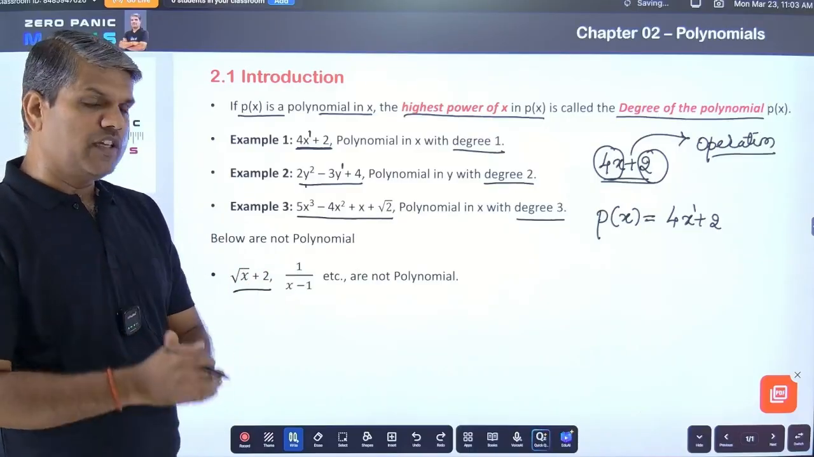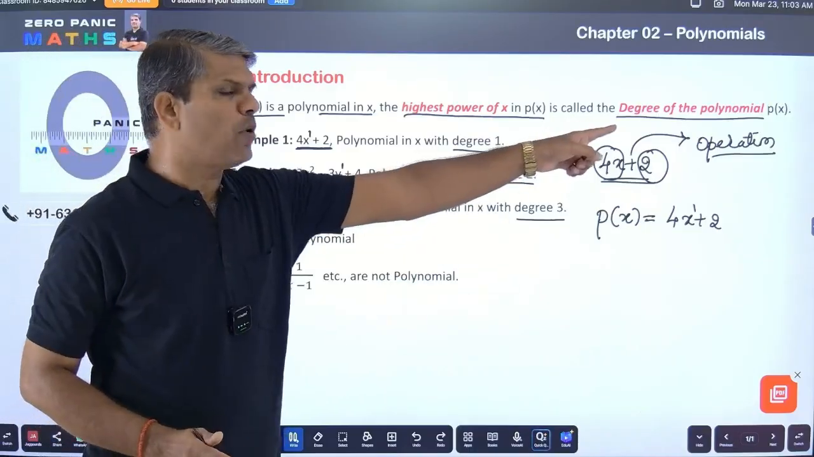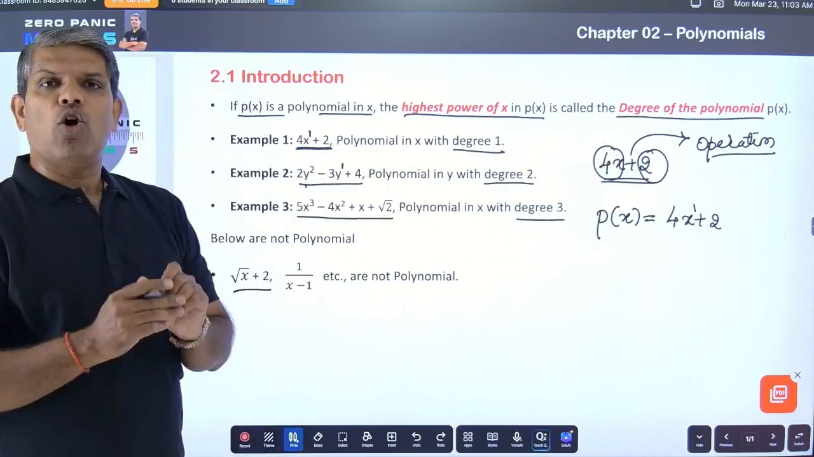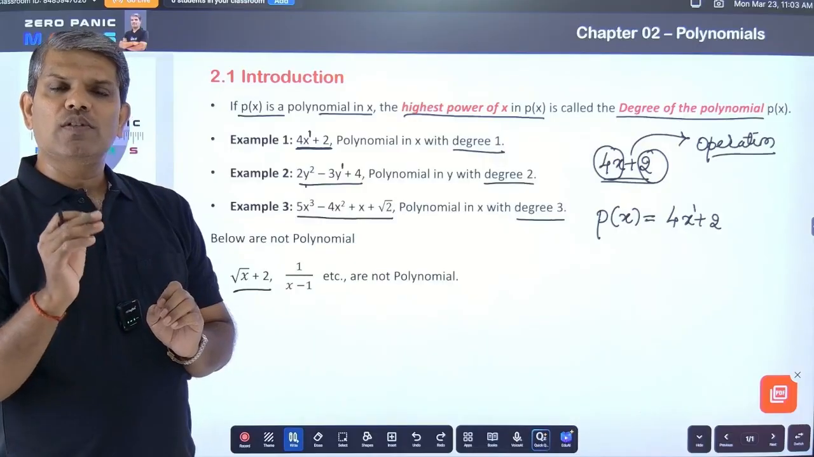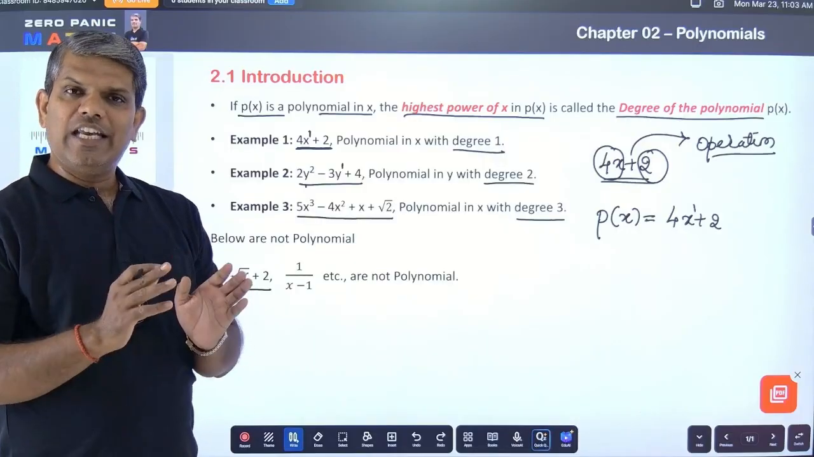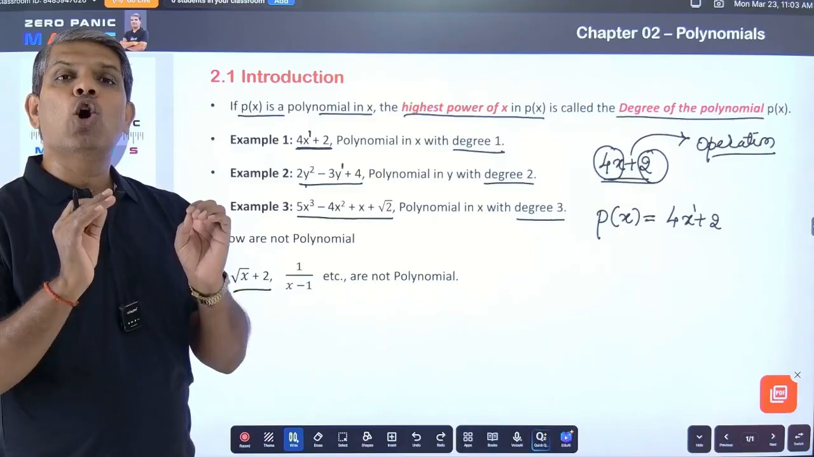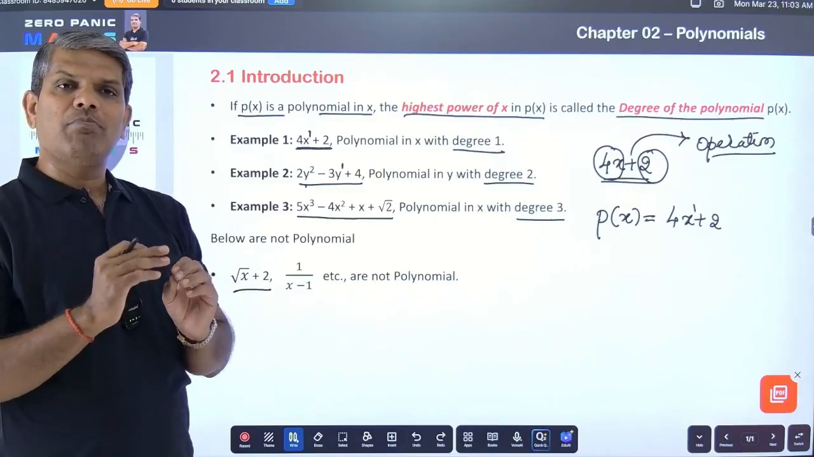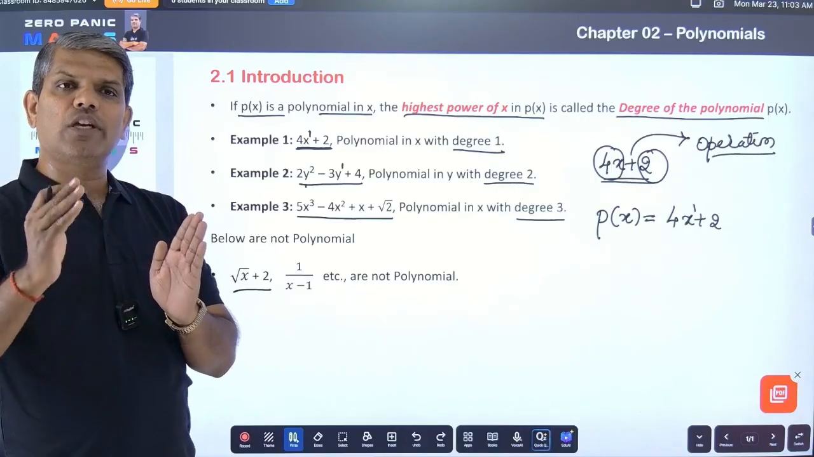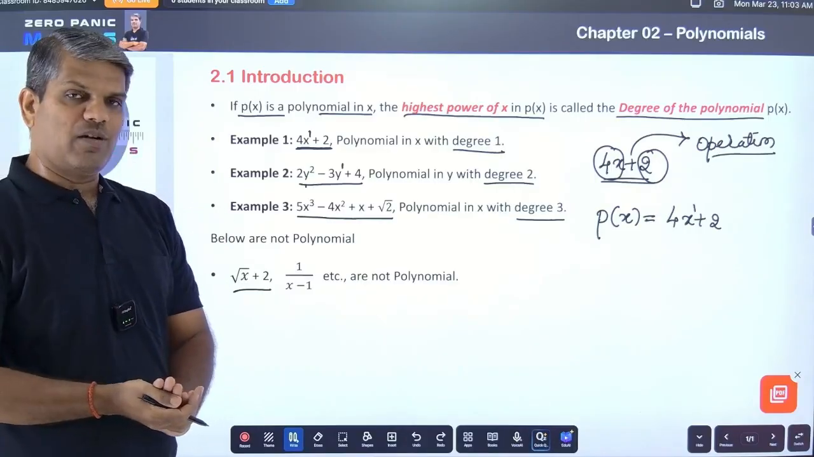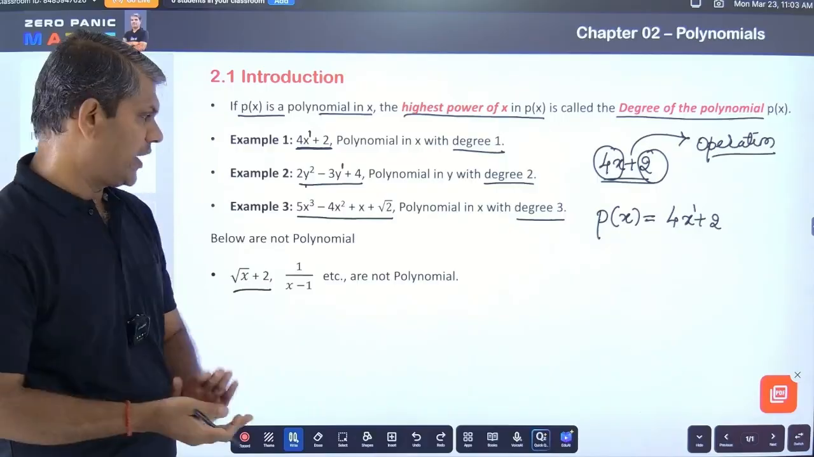Okay, what are those features? The degree of a polynomial should always be greater than or equal to 0. It means that the degree of a polynomial is always a whole number. It can be 0, but it should be 0, 1, 2, 3, 4, positive natural numbers only. So it is a whole number altogether.